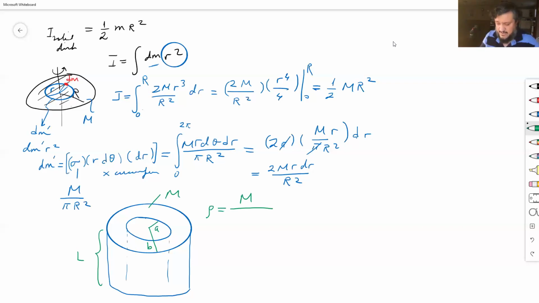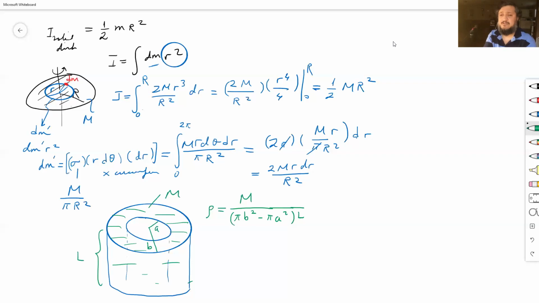Okay, we're talking about the mass contained in this shell here. I'm going to shade it with green. All this mass. Okay, so the volume of a cylinder is base area times height. So we have pi b squared, and then we subtract pi a squared from that and multiply that difference by L. That is our volume density.